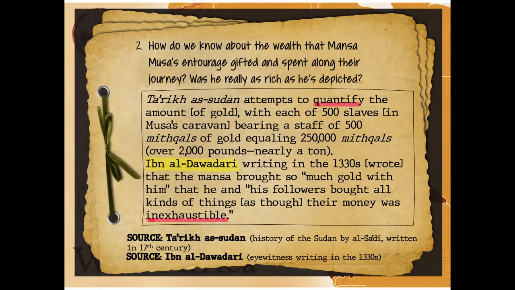Tariq as-Sudan attempts to quantify the amount of gold with each of 500 slaves in Musa's caravan, bearing a staff of 500 mithqals of gold, equaling 250,000 mithqals, over 2,000 pounds, nearly a ton. Ibn al-Dawadari, writing in the 1300s, wrote that the Mansa brought so much gold with him that he and his followers bought all kinds of things as though their money was inexhaustible.